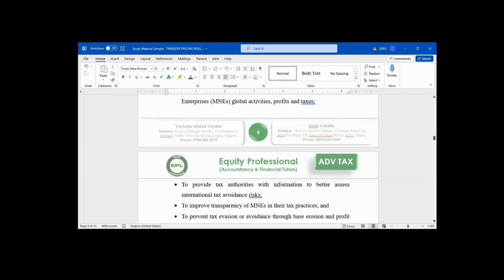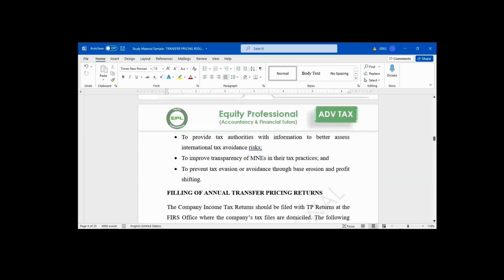Another one is to provide tax authorities with information to better assess the international tax avoidance risk. To better assess the international what? Tax avoidance risk. So this is one of the objectives of country by country reports.